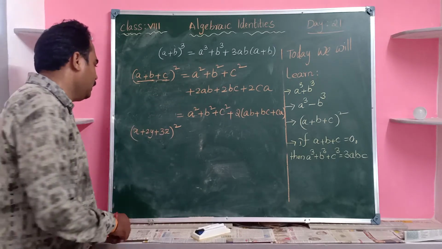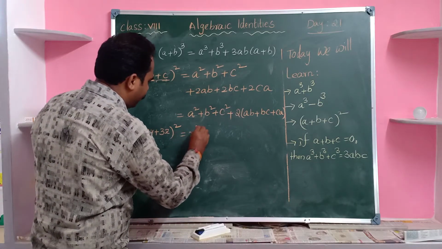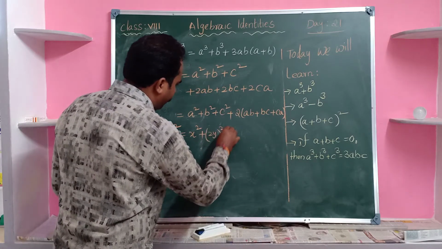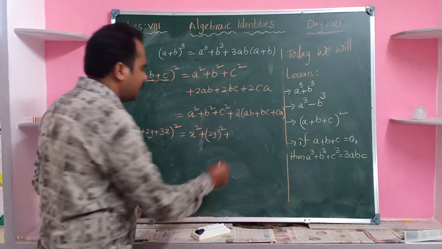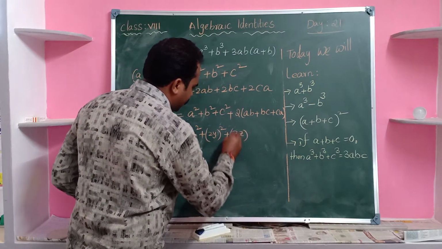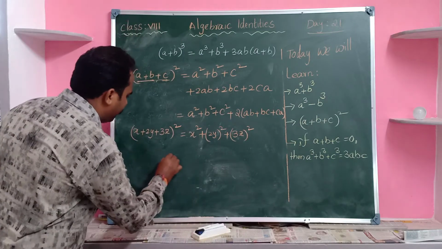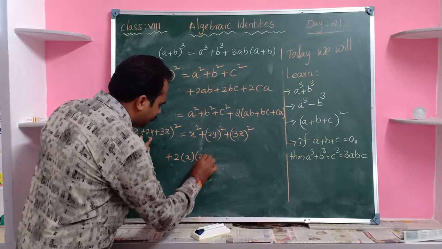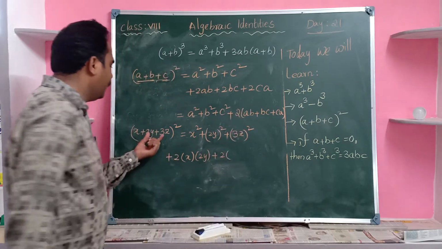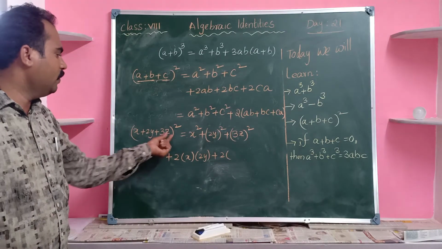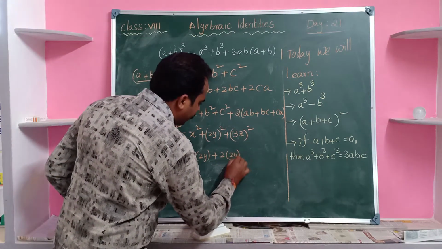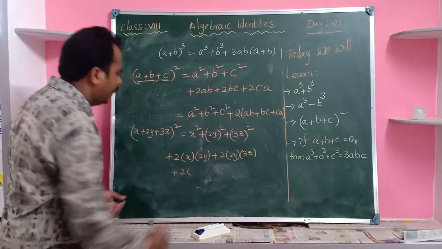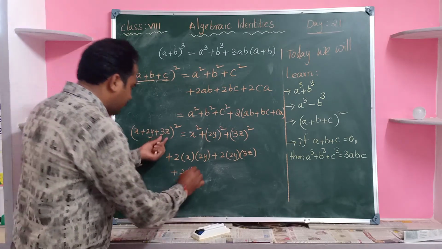Same expansion only. See here, a square is x square, plus b square means (2y) whole square, plus c square means (3z) whole square, plus 2 into ab, that means 2 into x into 2y, plus 2 into bc. Here b value is 2y, c value is 3z, 2y into 3z, plus 2 into ca, that means 3z into x.